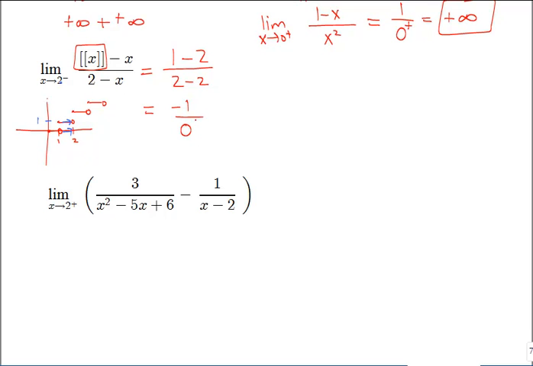Is that 0 through positives or negatives? Well, it depends on which side of 2 we're coming from. If we're coming from the left side of 2, we need to be slightly less than 2. So that might be an x value like 1.99. If you were to plug in 1.99 into that bottom, 2 minus 1.99 is positive. So what we get is a constant over 0, which is infinite, and a negative divided by a positive stays negative. So this is going to negative infinity.